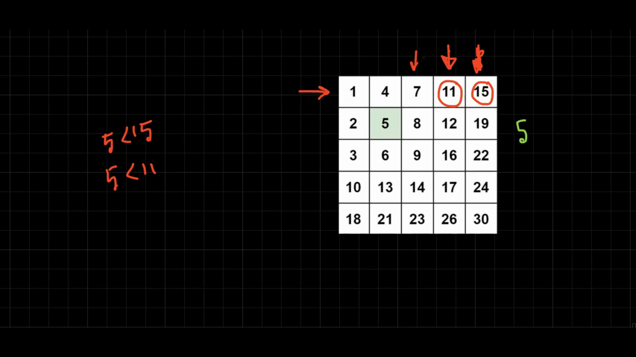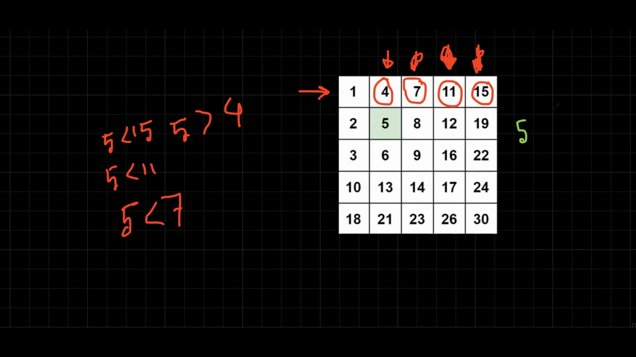Now our column pointer is pointing to this element 7 and the row pointer is still pointing to the first row. Now the intersection value is 7, but here again 5 is less than 7. That means we have to search for the element 5 in this portion of the array. So we have to shift the column pointer. Now our column pointer is pointing to the second column, and the intersection value is 4. But 5 is greater than 4.